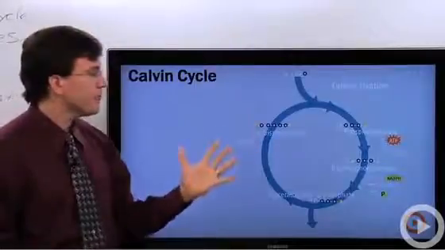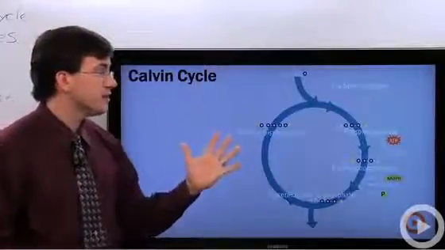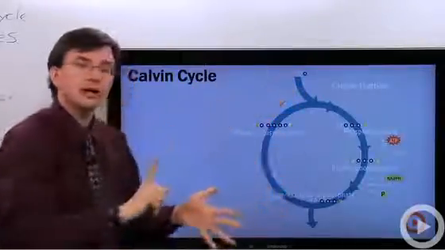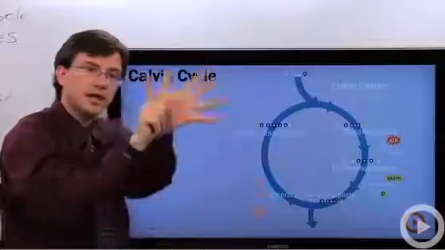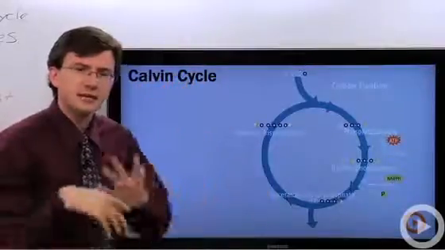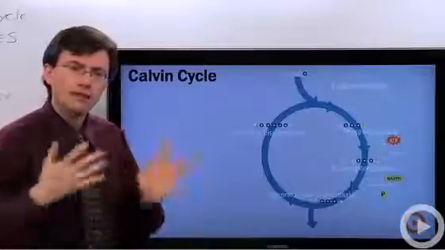So here we have our 5-carbon ribulose bisphosphate, and we ram it together with this carbon dioxide up there, which has 1 carbon in it. That makes a 6-carbon molecule. Now, scientists love to name things. Why don't they name that 6-carbon molecule?